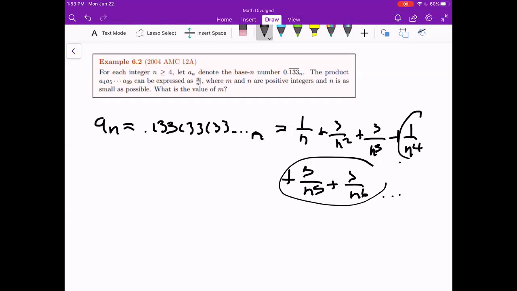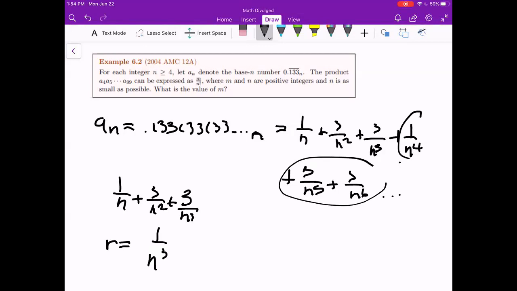1 over n cubed. So what that's telling us is that this is an infinite geometric series, with the initial term being 1 over n plus 3 over n squared plus 3 over n cubed. And the common ratio, r, is equal to 1 over n cubed. That's an ugly looking 3. 1 over n cubed.